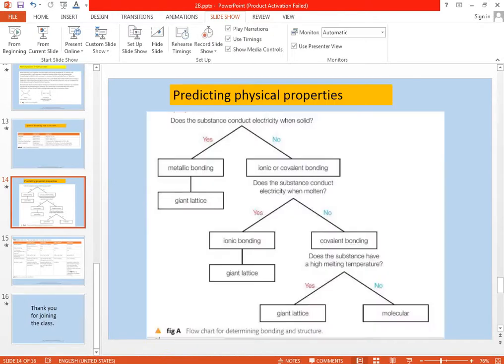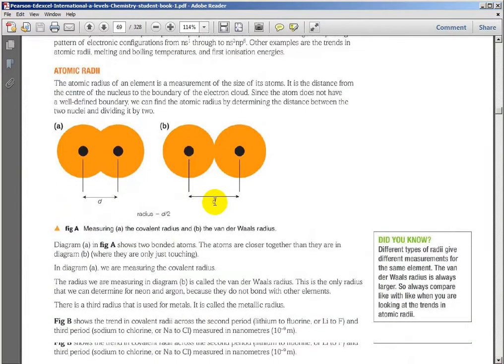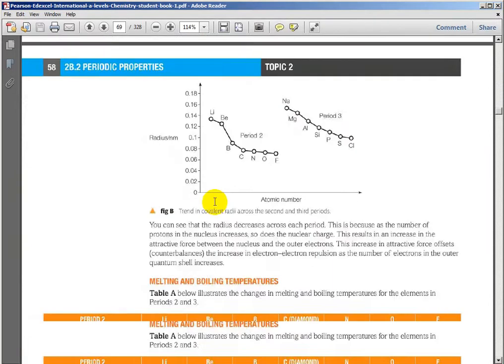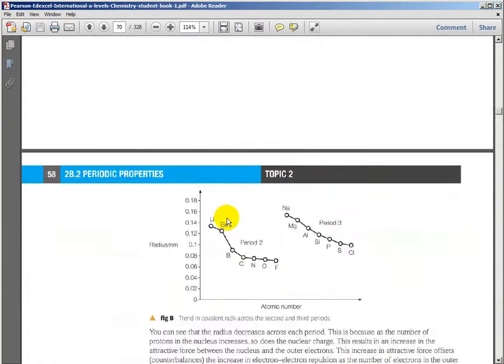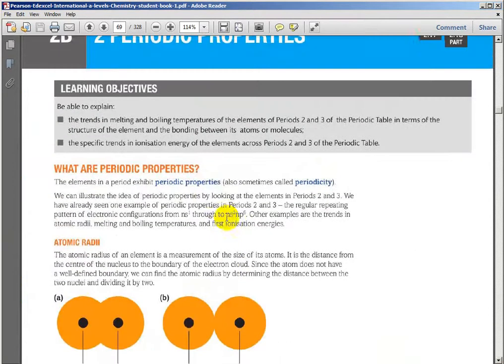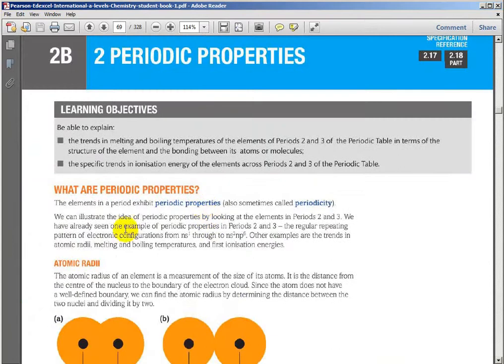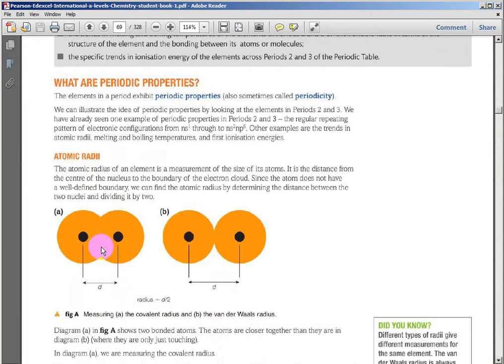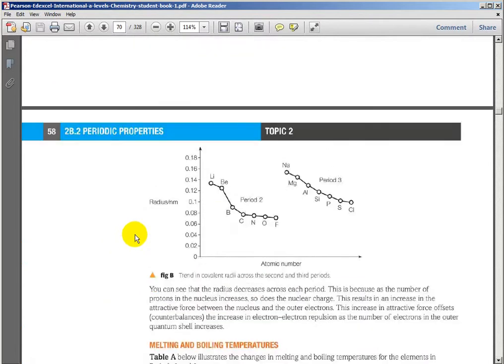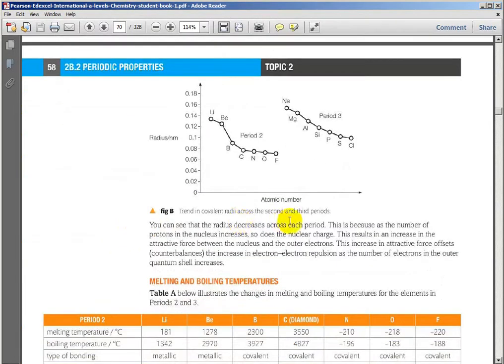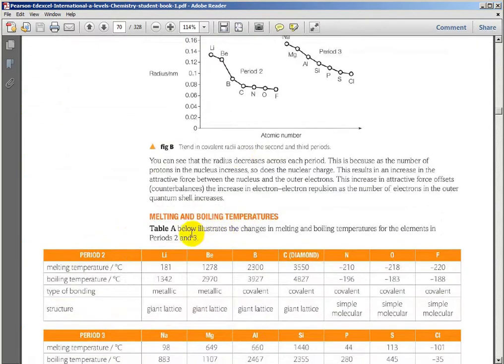Okay, now our topics, today's topics. To make you understand these things, I have already finished melting and boiling temperatures and periodic properties. Atomic radius was done in the last classes, along with ionization energy and atomic number. Today's topic is melting and boiling temperatures.